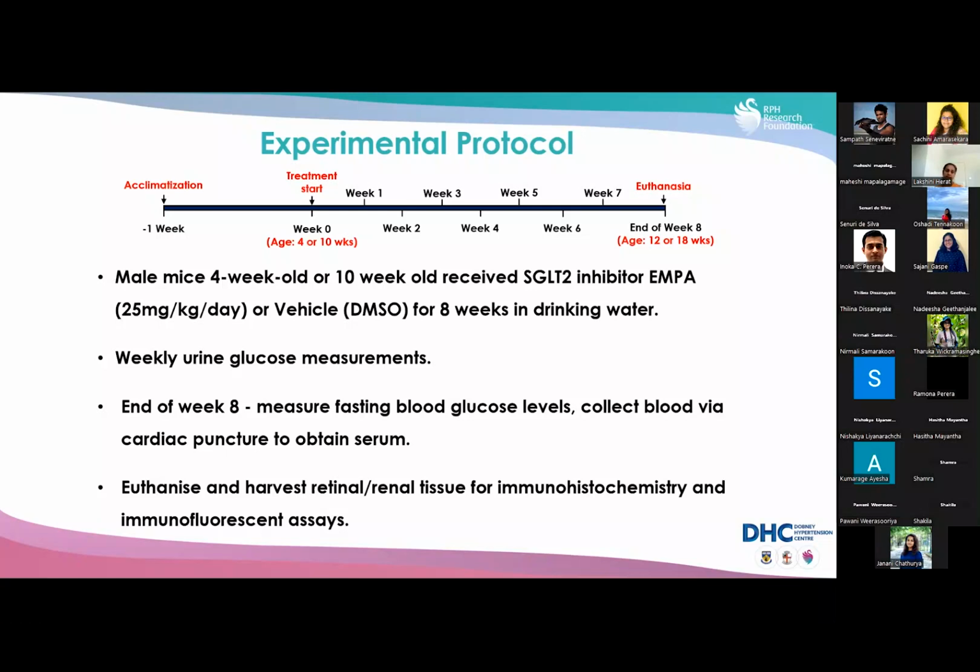We then tested the presence of glucose in their urine, and then we completed the experiments at the point of 8 weeks. At this point, we measured the fasting blood glucose levels and collected blood via cardiac puncture to obtain serum. We then euthanized the animals and harvested the retinal and also kidney or renal tissues for immunohistochemistry and immunofluorescent assays.